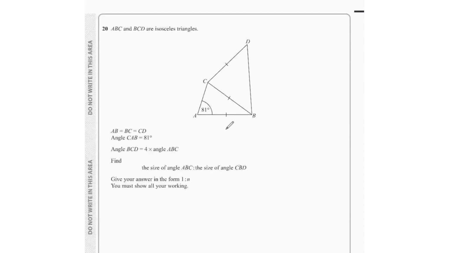So first, you need to find angle ABC, which is this one. And we can easily do that by subtracting 81 2 times from 180. Why? Because it's an isosceles triangle. And in an isosceles triangle, we have two equal angles. So ABC is 180 minus twice 81, which gives us 18 degrees. Now it's saying find the size of angle ABC is to the size of angle CBD. So this is the next angle that we need to find.